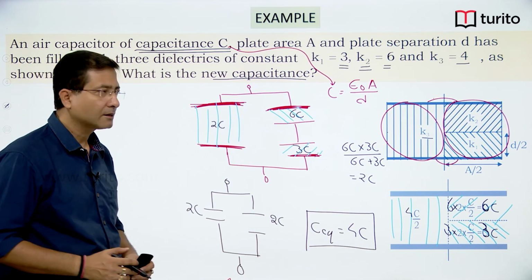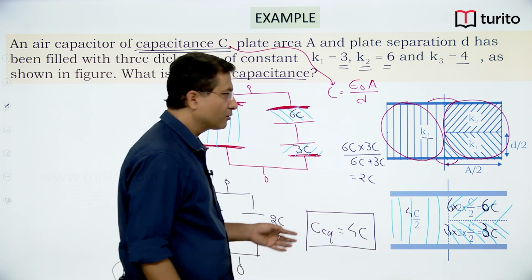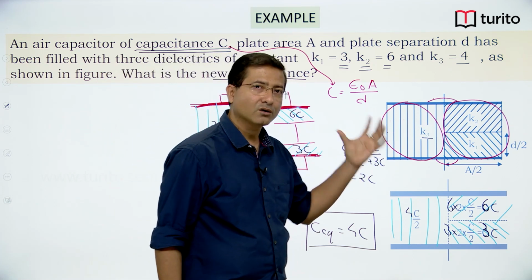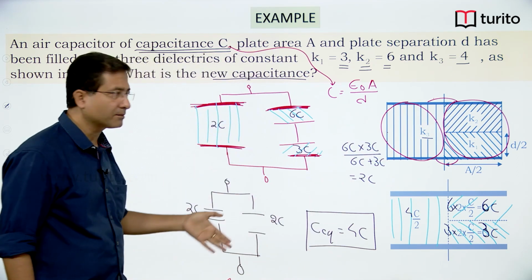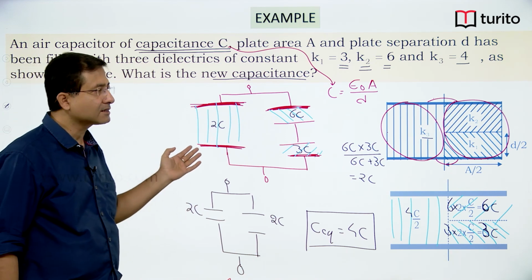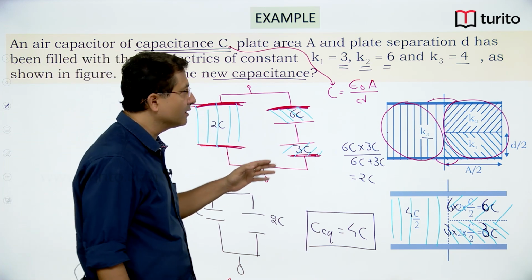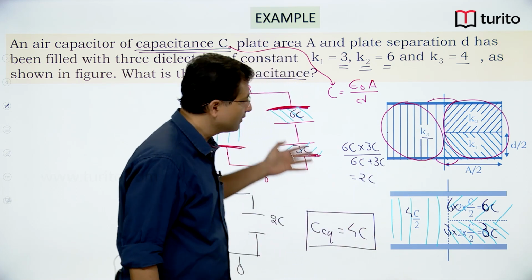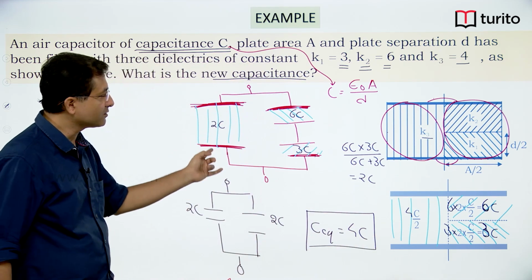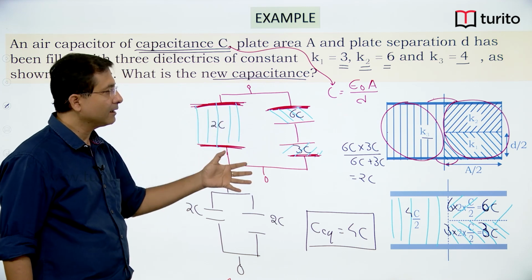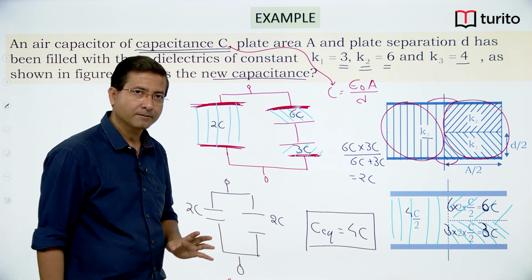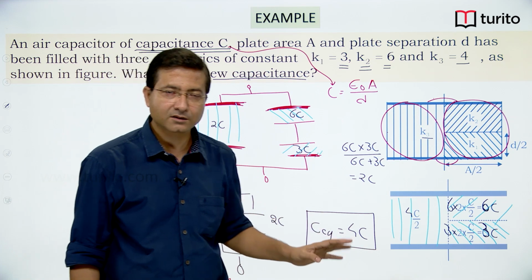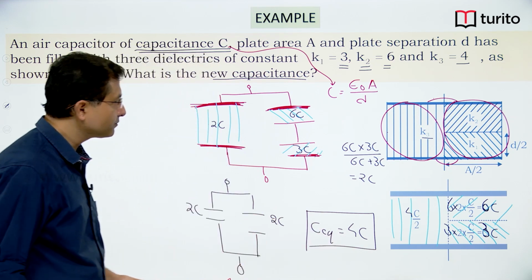So when there are multiple slabs, you have to be a little careful, because a small mistake will lead to a wrong answer. I hope this concept is clear. Before considering something in series or parallel, you have to see which surfaces have the same potential or not. Same potential surfaces can be drawn this way, and after simplification you will get the result. So filling is clear.